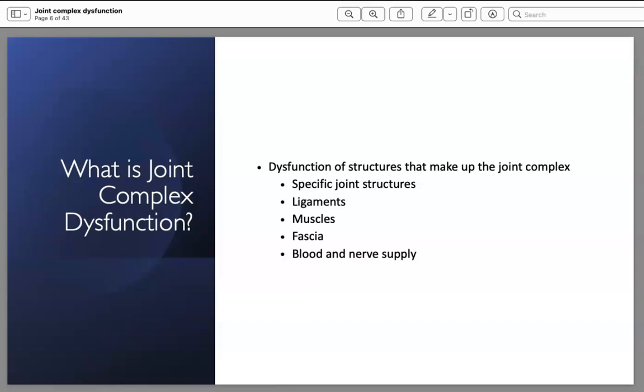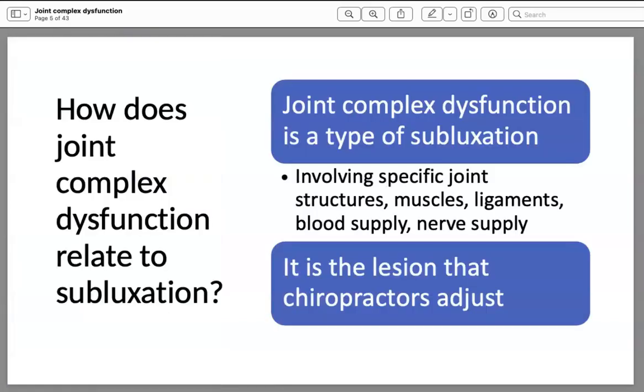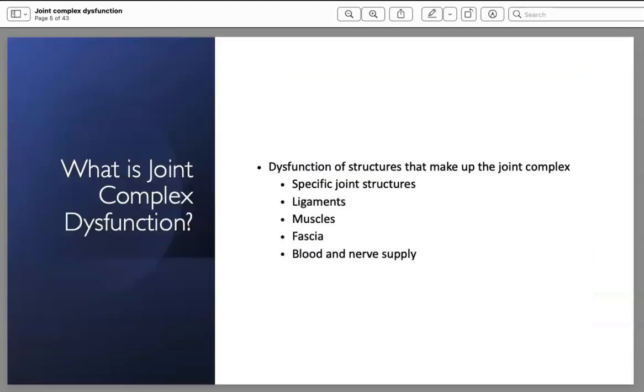Because we mentioned universal language. When I use the word subluxation with an orthopedic surgeon who might not be well versed in chiropractic theory or healthcare, he or she might think I'm talking about complete dislocation. So it's important to incorporate this joint complex dysfunction as what we are particularly treating, so we can somewhat meet on the same level when it comes to language and communication in those terms.